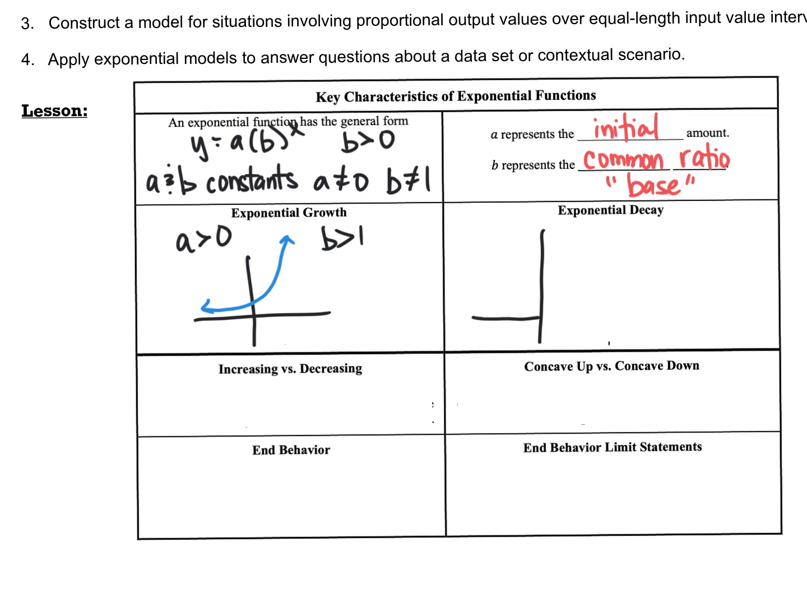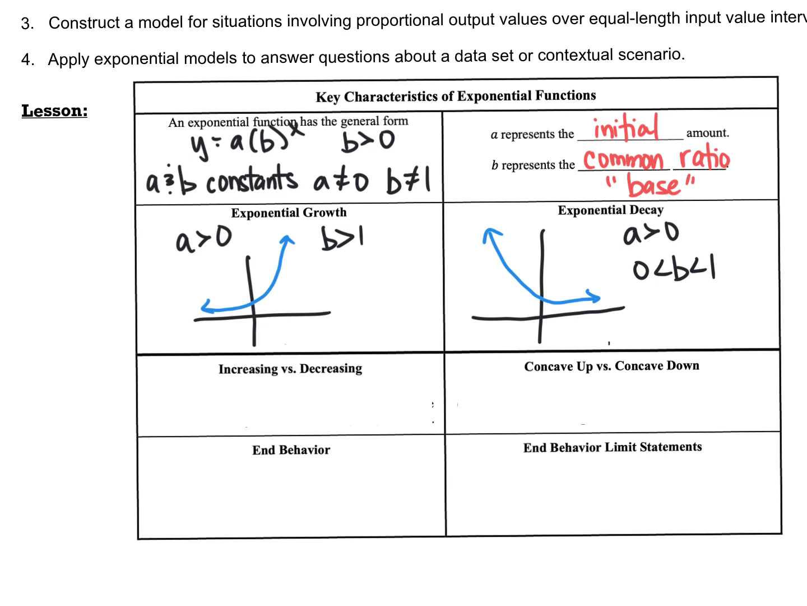Exponential decay. Yeah, it's going to go down from left to right, so the picture's going to look the opposite direction. Again, A still has to be greater than 0. What about your base? It's got to be less than 1, but also greater than 0. So it's got to be like a fraction between 0 and 1, or a decimal, something like that.